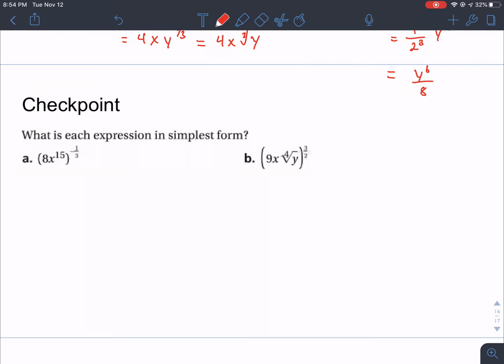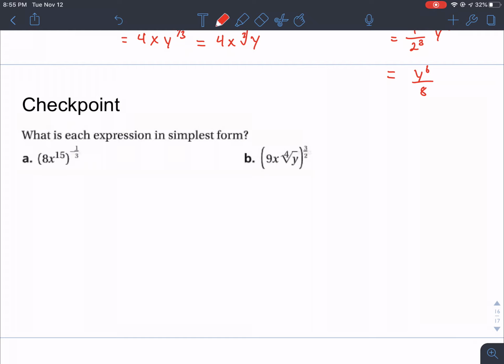Your answers are going to go up on the board. And my computer just died. Nope, there it is. Cool.